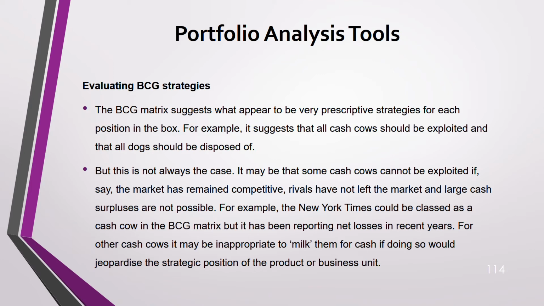Let's say the market has remained competitive, rivals are not leaving the market, large cash surpluses are not possible. Can you exploit the cash cow any longer? No. One example is the New York Times. This was classified as what? Cash cow in the BCG matrix, but later it was reporting net losses. So for other cash cows, it may be inappropriate to milk them for cash if doing so would jeopardize the strategic position of the product or the market mix. If it hampers the strategic position of the product, you might not be able to use it. So that's why there is no good in exploiting this cash cow.